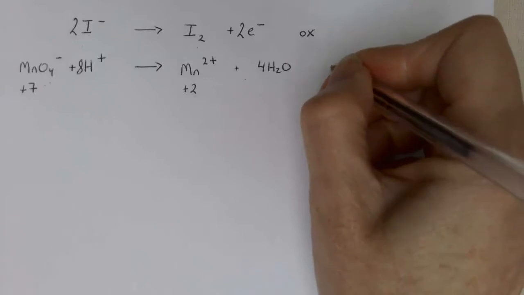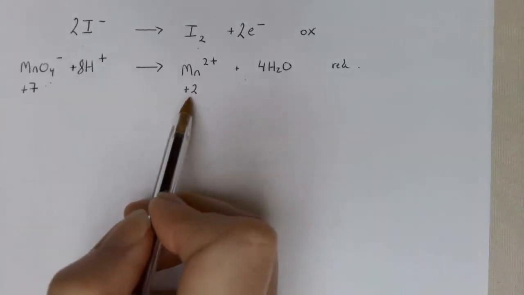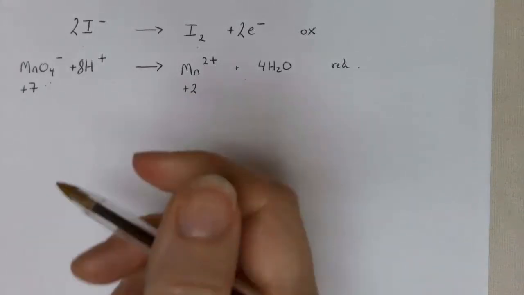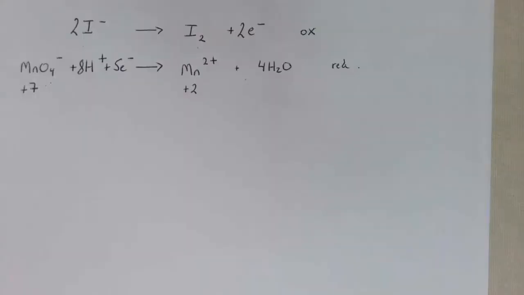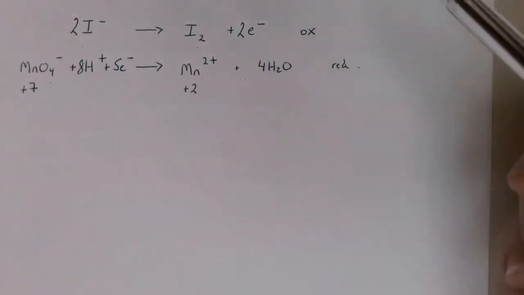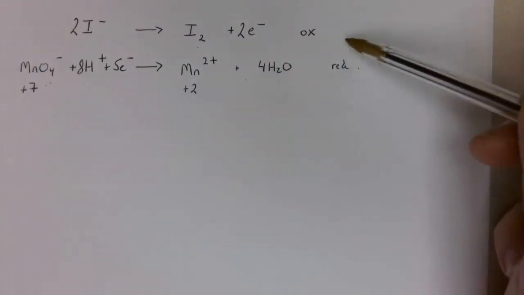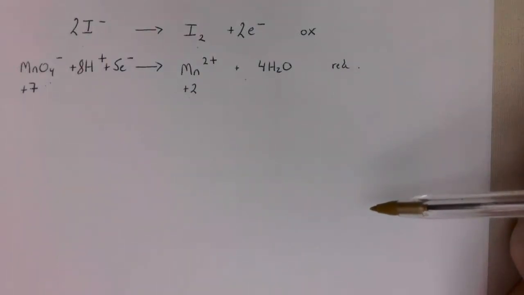This is a reduction reaction, because the oxidation number is being reduced, it's going down. The manganese is gaining electrons. So it's gaining 5 electrons. So that's my oxidation reaction and my reduction reaction. And I'm going to combine these two to make an overall redox equation.